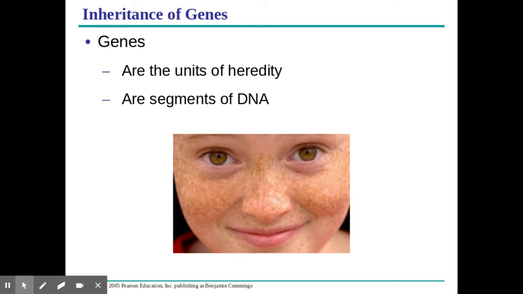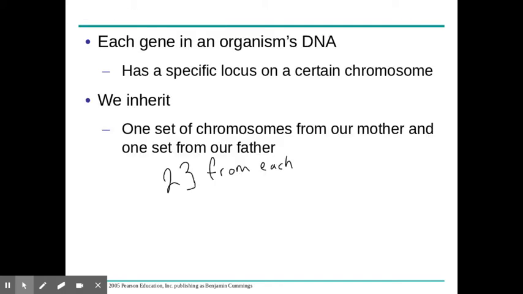Cells will translate these genetic sentences, these genetic units of inheritance, in other words, to create features such as freckles, for instance, or hair color, any number of different things. And the sperm and ova will transmit these genes to the next generation. Each gene in an organism's DNA will have a specific locus. In other words, hair color, for instance, is at a specific spot on a specific chromosome, and it's there for every organism in that species.